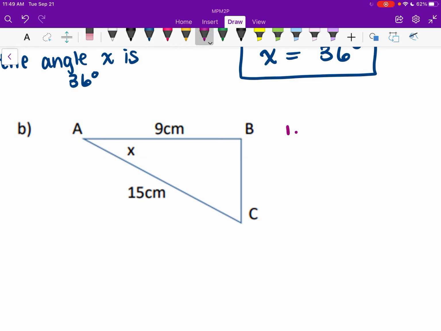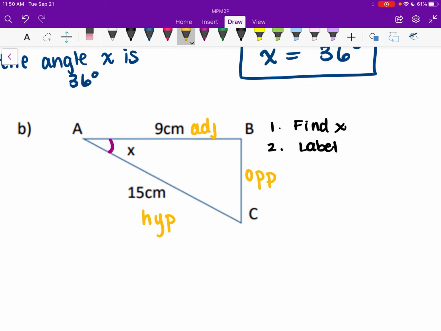So again, our first step is going to be find out our angle of reference, done, right? Our second step is going to be label. So 1, find x, 2, label. Right? So let's go label. The opposite is here. This is the hypotenuse, and this is the adjacent. Right? So label, H, O, A.